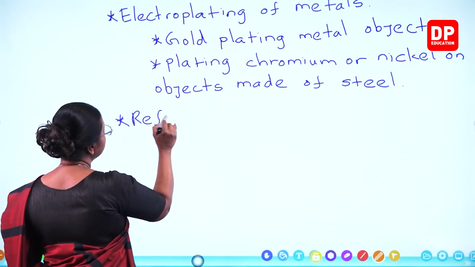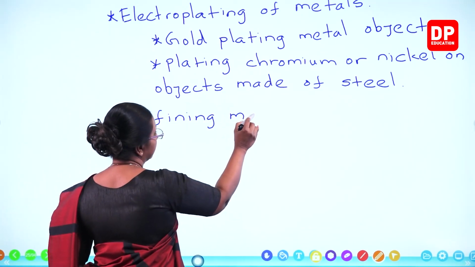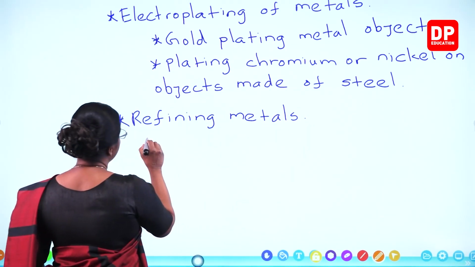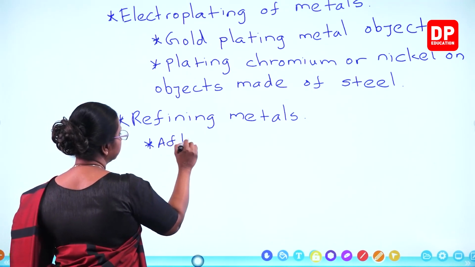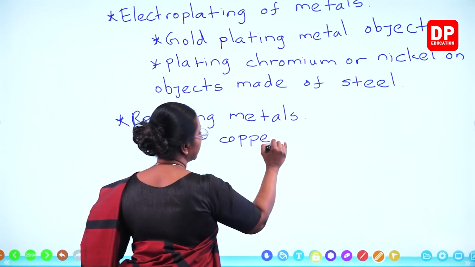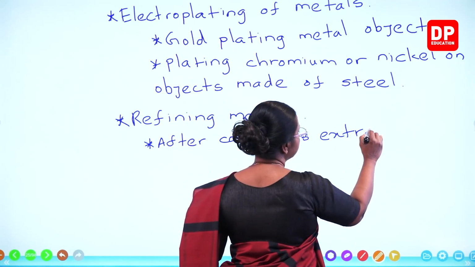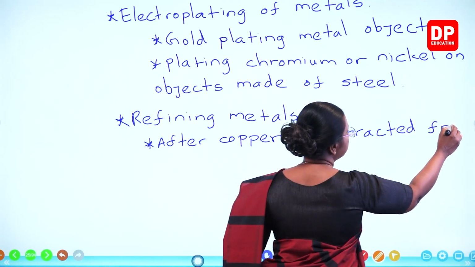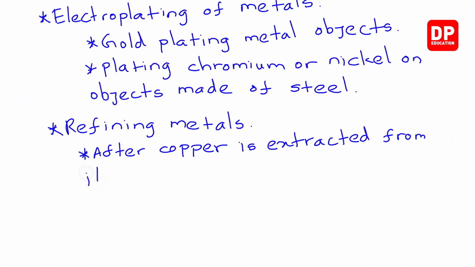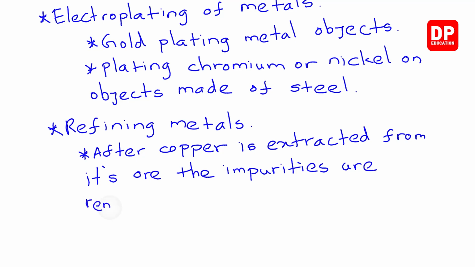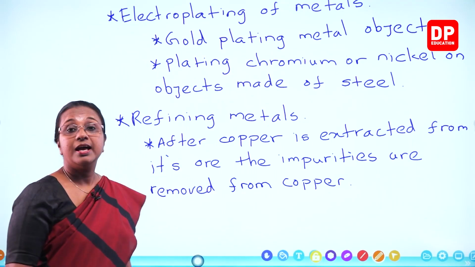So here, refining metals. So there we can say after copper is extracted from its ore, the impurities are removed from copper. So this particular process is known as metal refining.